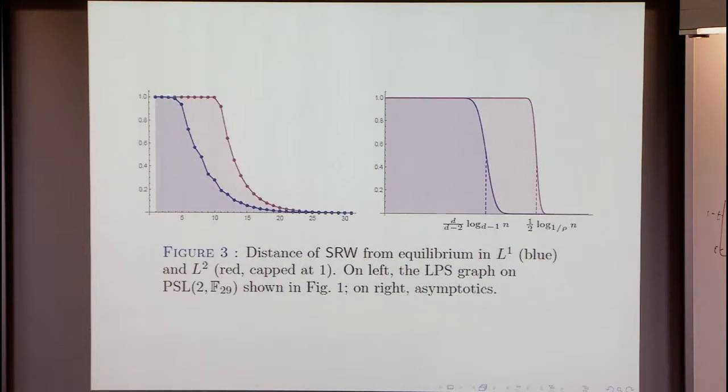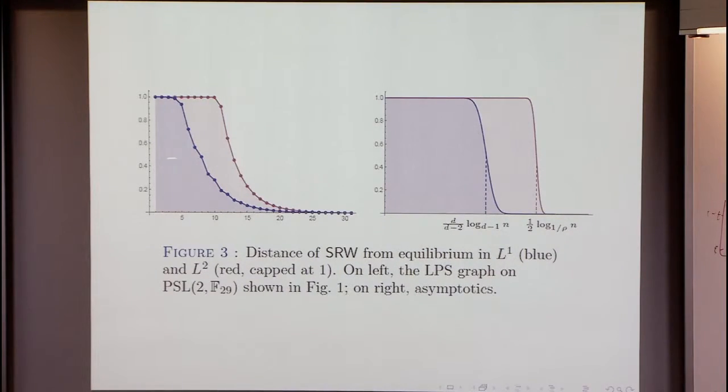So here, this relates to what I mentioned earlier. It's the distance of simple random walk from equilibrium. Here you see it on the Lubotzky-Phillips-Sarnak graph. This is distance in L1, in blue, and distance in L2 capped by 1, so minimum with 1, in red. The point to take away from these pictures is that both of these seem to have cutoff, and indeed asymptotically we know there is cutoff, but the cutoffs happen at different times.